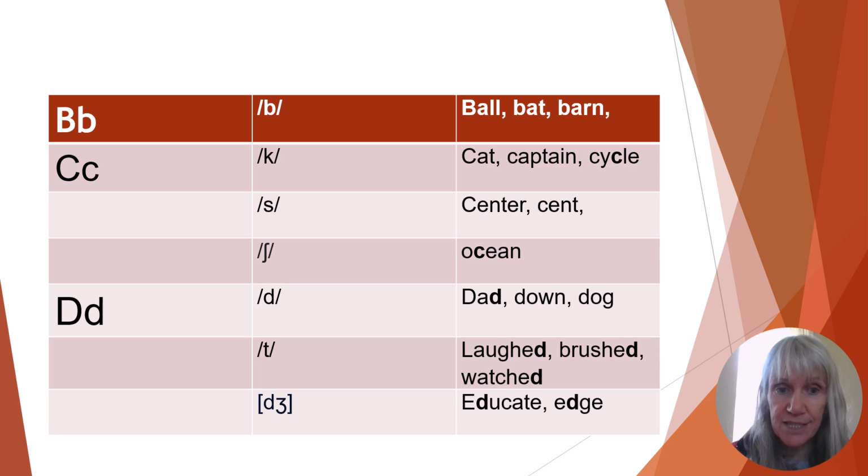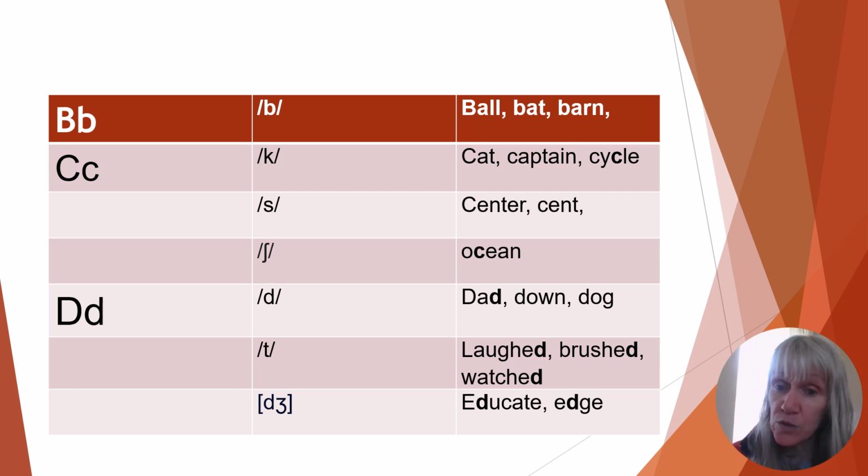Then we have our C sound. It can make 3 different sounds. It can make the K sound, as in cat, captain, cycle. Or it can make the S sound, as in center, scent. Or it can make the sh sound, as in ocean. 3 sounds that C can make depending on what word it is used in.